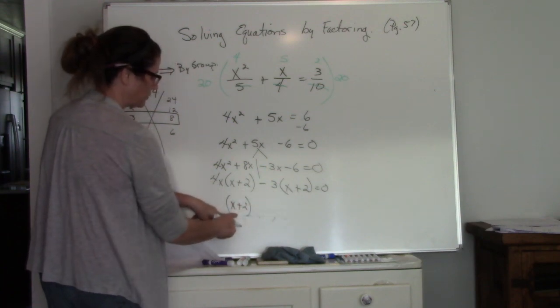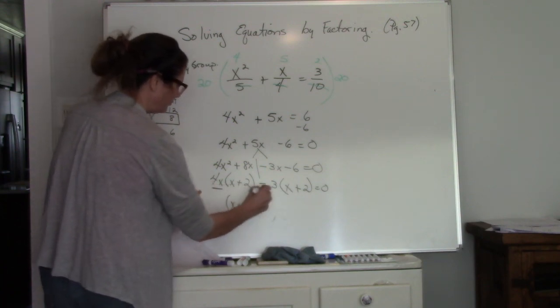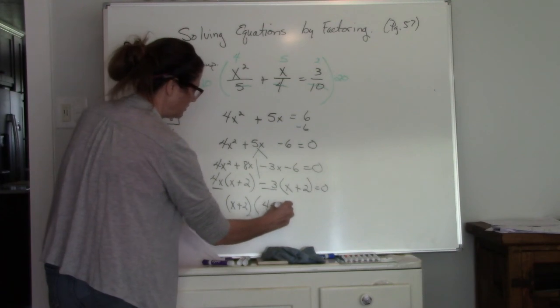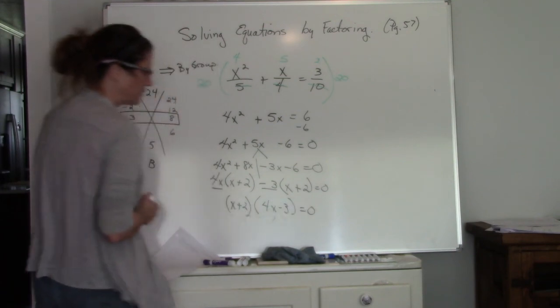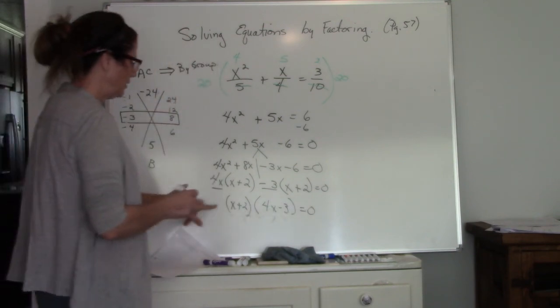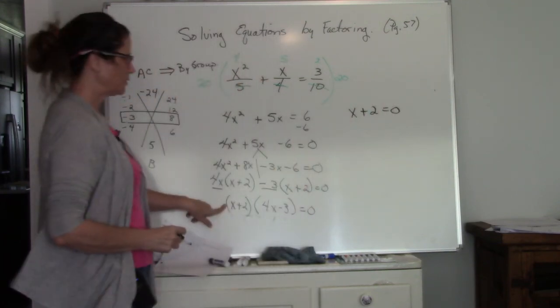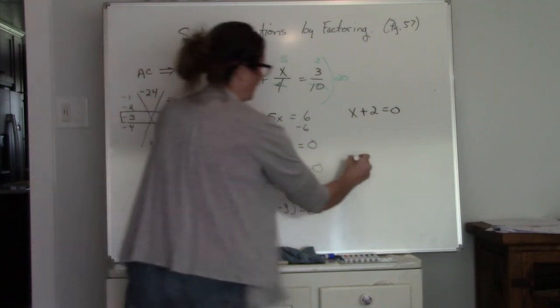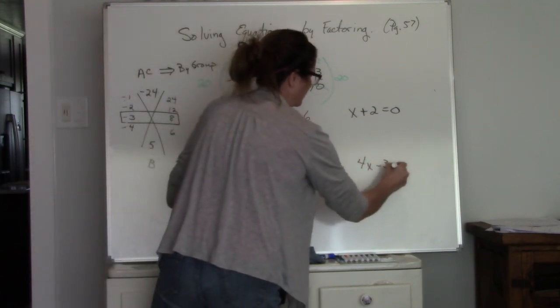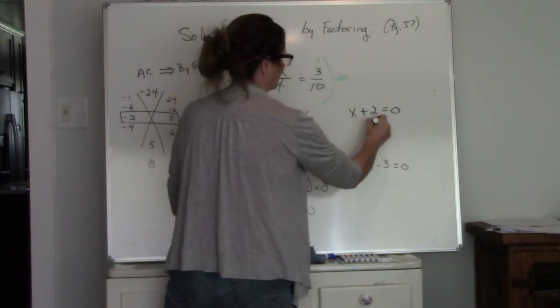X plus 2 gets pulled off. What's left goes in the other set of parentheses. I'm still having it set equal to 0, and now I'm going to set each factor to 0. So I have x plus 2 equals 0, and I have 4x minus 3 equals 0. And then I'm going to solve.